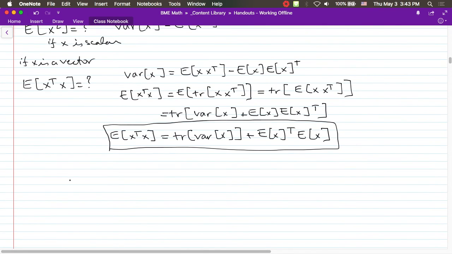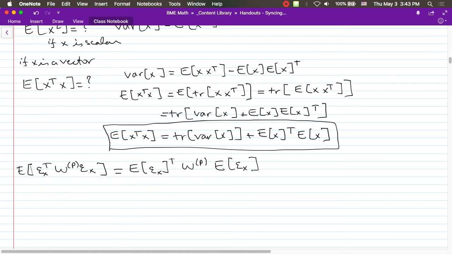Okay, so let's write down what we had. We needed to know the expected value of this noise term, and that's going to be equal to the expected value of the noise transpose W p, the expected value of the noise, so those are 0, plus the trace of W p times the variance of this epsilon x.